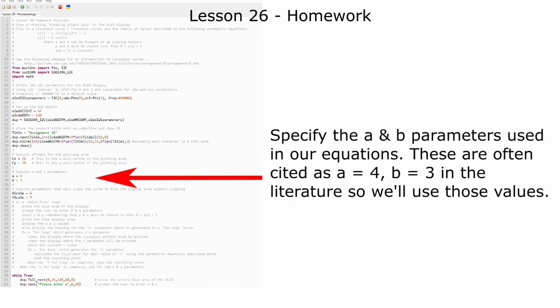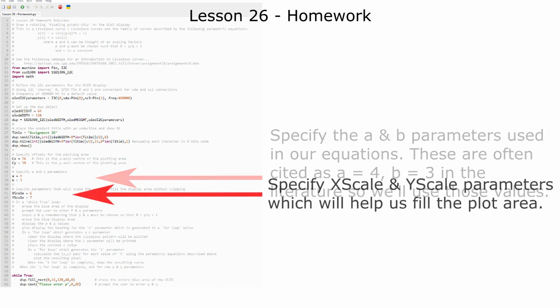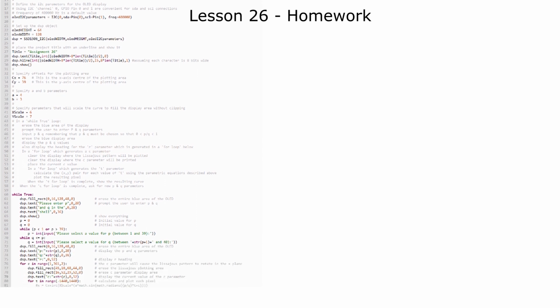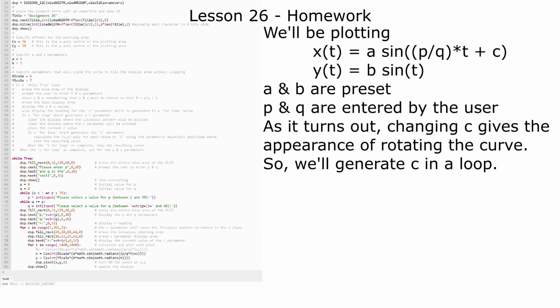Here we specify the a and b parameters used in our equations. These are often cited as a equals 4 and b equals 3, so we'll use those values. We specify x scale and y scale parameters, which help us to fill the plot area as much as possible with our curve. We're going to be plotting the Lissajous equations shown on the screen.